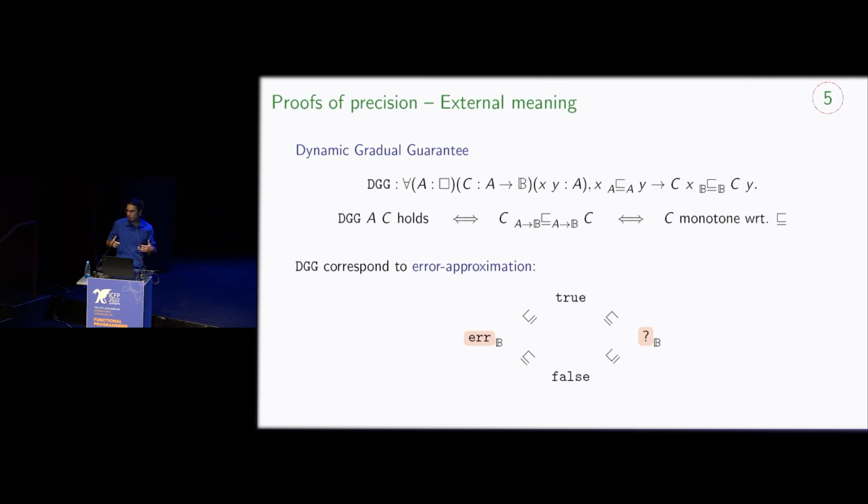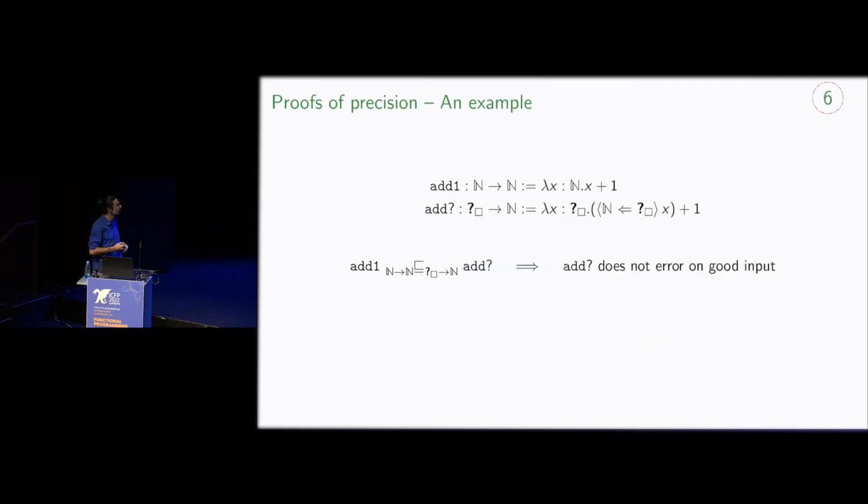So now that we have some understanding of this notion of precision, how do we prove actually in our language, how do we derive a proof of precision? Well, let's have a look at two terms. The first term is a function from natural to natural that adds 1 to a natural number. And the second one takes an unknown, a term of an unknown type, and casts this element to natural numbers and then adds 1. If we are able to prove that the first static term is more precise than the add unknown function, then this will mean that add unknown will not have errors on good input.